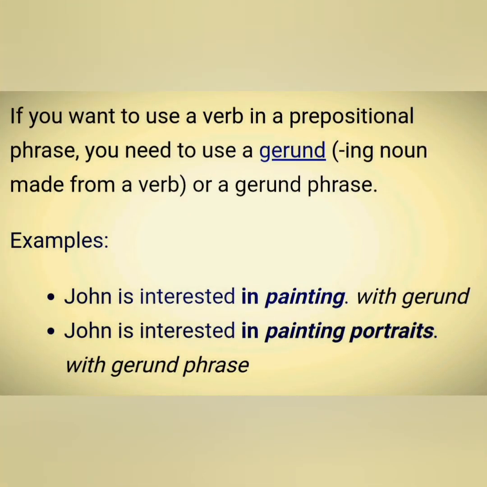If you want to use a verb in a prepositional phrase, you need to use a gerund, that is, an ing noun made from a verb. A gerund is verb plus ing form, and that is called a gerund phrase. John is interested in painting. John is interested in painting portraits. Here, in painting is the gerund, and in painting portraits is the gerund phrase.